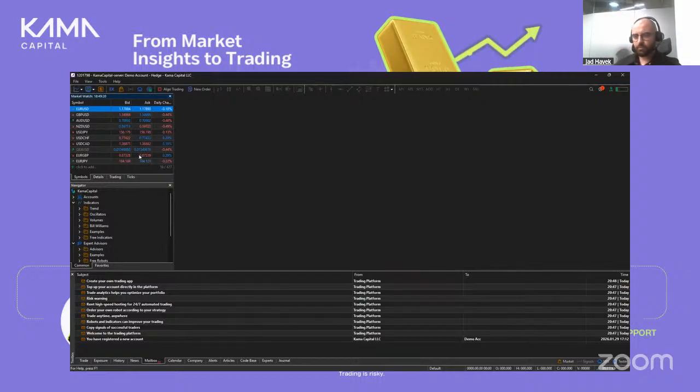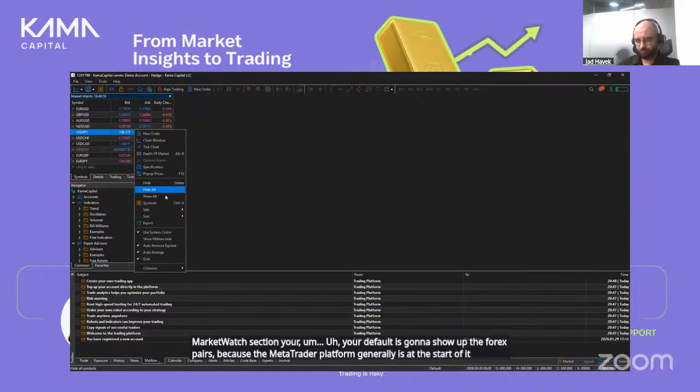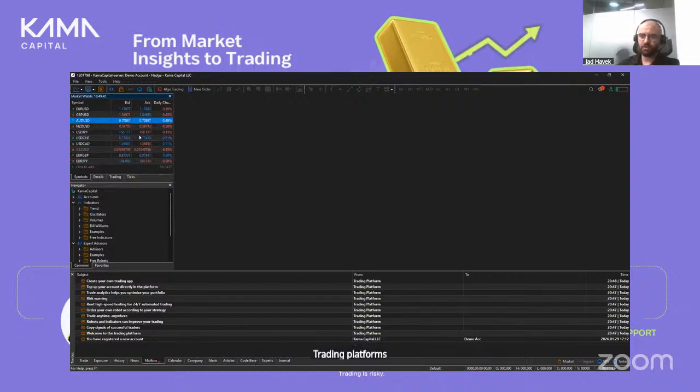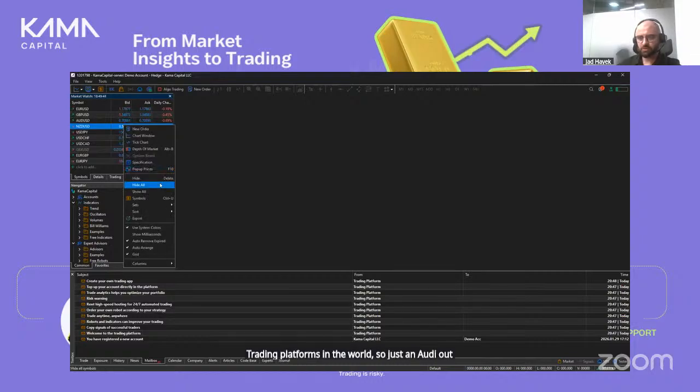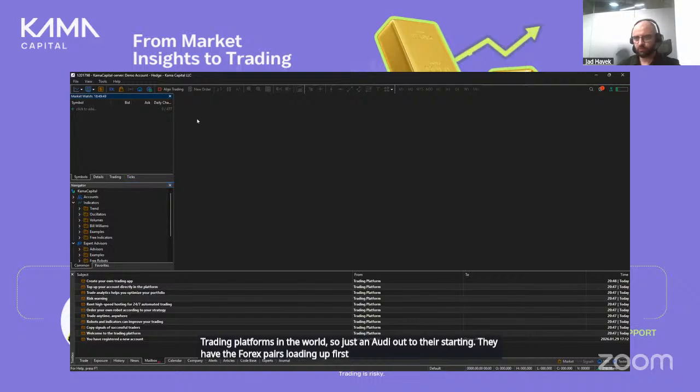Now, as soon as you load up the platform, you're going to see in the Market Watch section, your default is going to show up the Forex pairs, because the MetaTrader platform generally was started primarily for Forex trading, and then it grew to be one of the most popular trading platforms in the world. So just a nod to their starting, they have the Forex pairs loading up first. I'm going to press hide all now because I don't need to see them at the moment.